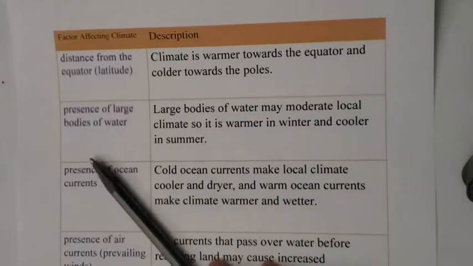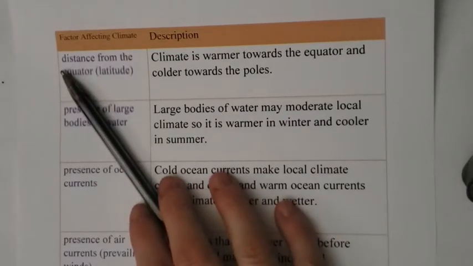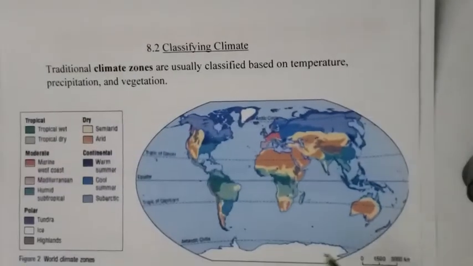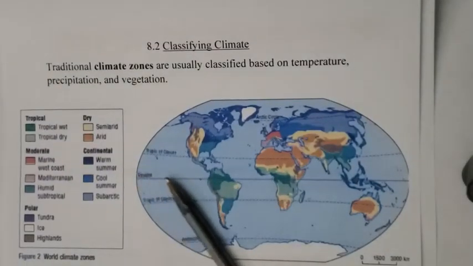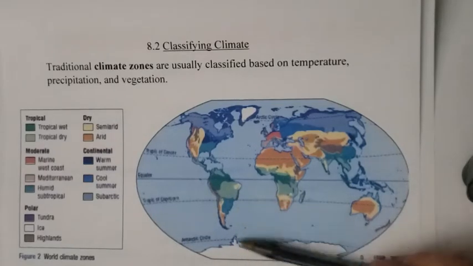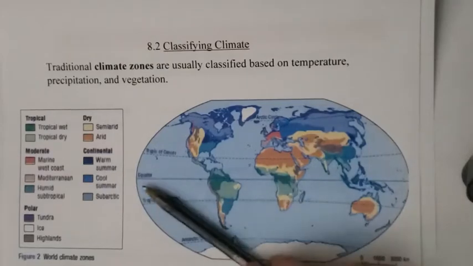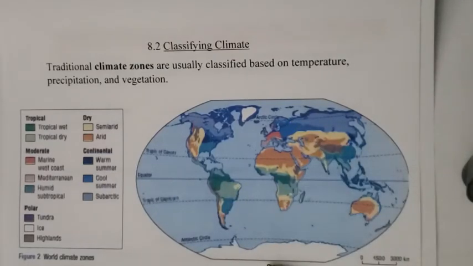So there's quite a few things that affect climate. One main one can be just your distance from the equator. So when we look at this map here, we see these arid, dry areas are very, very close to the equator. As we move towards the poles, it gets colder and colder. So the equator is warmer, the poles are colder.